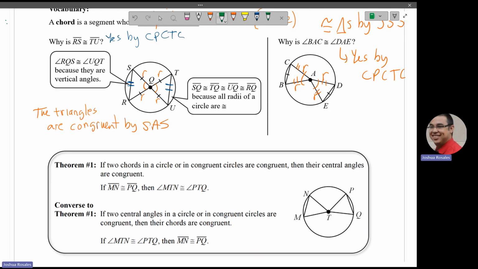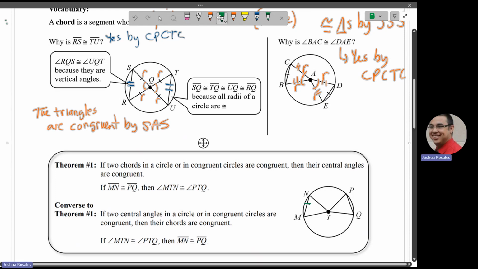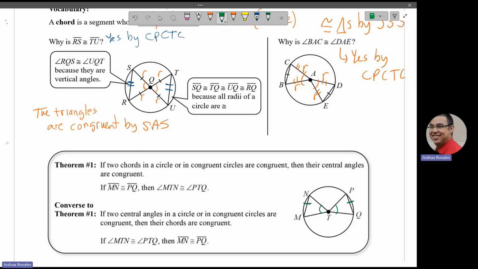And that leads us into one of our theorems today. If you have two chords that are the same, then the angles that they meet on are the same. So we're going to be looking for that in today's picture.